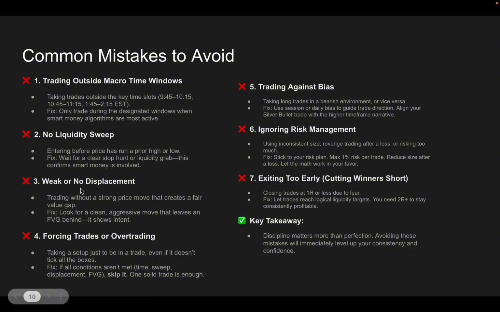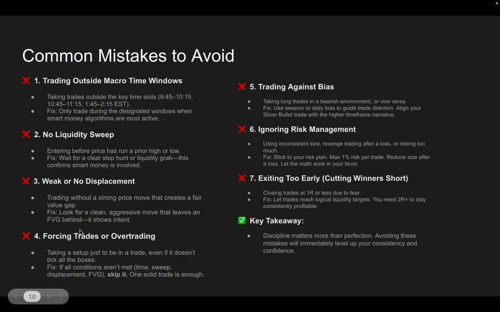Number three, weak or no displacement. Trading without a strong price move creates a tiny fair value gap, so you do not want to be taking those trades. Even if there's a fair value gap there, if it's tiny and not really a displacement, you don't really want to be taking that. The fix is to look for a nice, clean, aggressive move that leaves a larger fair value gap behind it. It doesn't need to be too large, just nice and presentable.